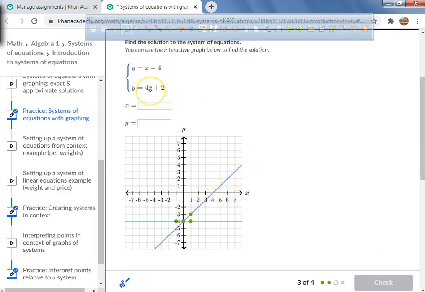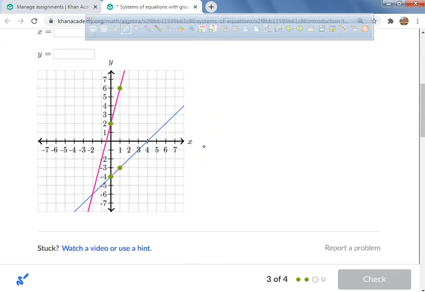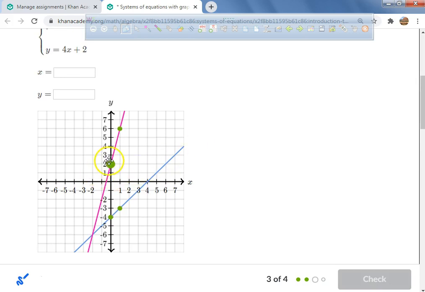All right, we got 4x plus 2. So the other one, I got to put one of them at a 2. Put this one at a 2. And from here, I'm going to go up 4 and over 1. Let's see if I can zoom in here. Nope. Oh, it kind of lets me zoom in a little bit. There we go. Hopefully you can see how I went up 1, 2, 3, 4, and over 1. And on this one, now that I'm zoomed in, I went up 1 and over 1. So I graphed these perfectly.